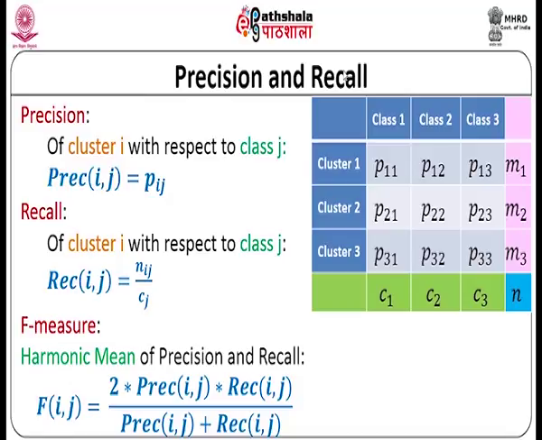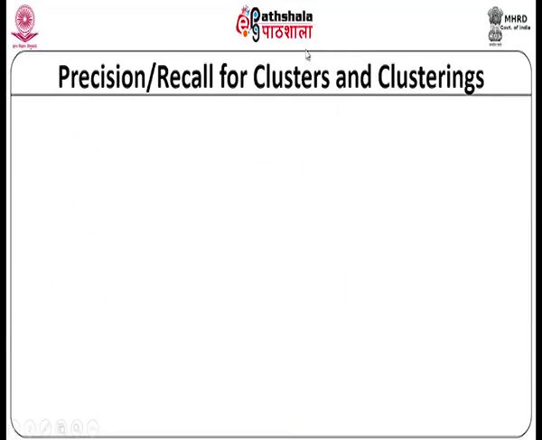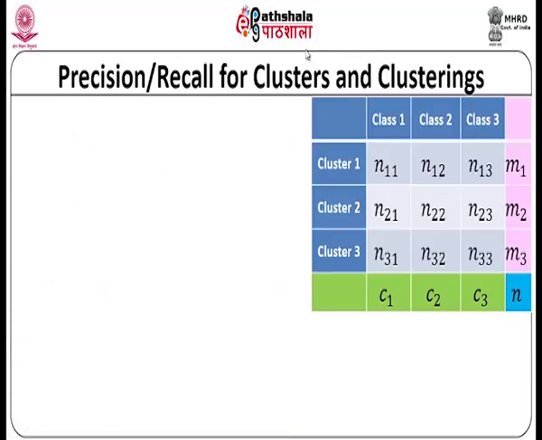Remember what N_ij is? N_ij is the number of points in cluster i that have come from class j. So, the F measure is defined the same way: F(i,j) equals 2 times precision(i,j) times recall(i,j) divided by precision(i,j) plus recall(i,j). This is the harmonic mean of precision and recall. So, this is for a cluster. We are not talking about clustering. Please remember the difference between cluster and clustering. Cluster means about a single cluster, clustering means all the clusters together, the overall angle. So, the same precision and recall you can do for clusters and clusterings.